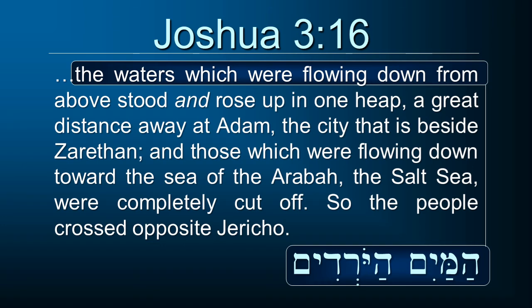Now we have this description of the waters which were flowing down. It's interesting, the description. Hamayim, that's the waters, and then Ha-Yordim, the waters which were flowing down. That sounds a lot like the word Jordan. That's actually what the word Jordan means, to come down from Dan. The word that were flowing down, the flowing waters. And so it was the Jordan waters that were Jordaning down, but that's not what I want to point out.